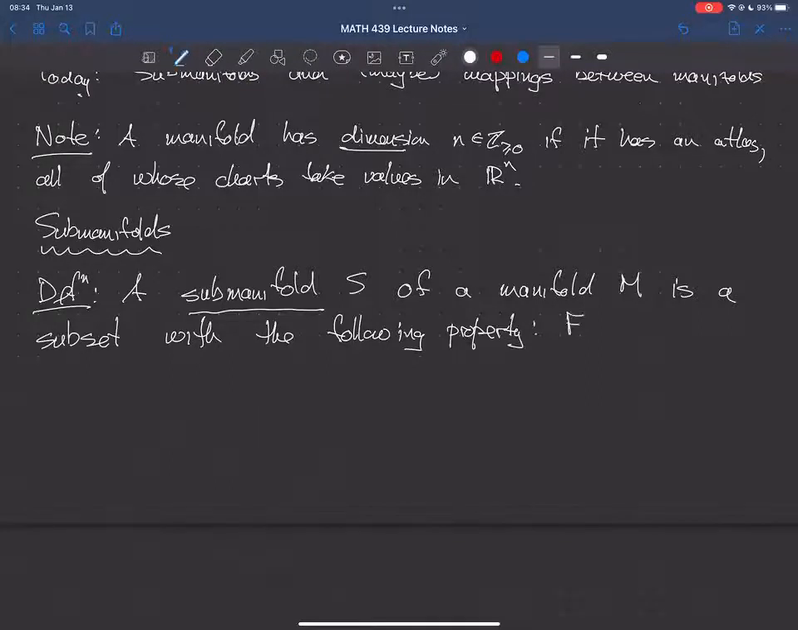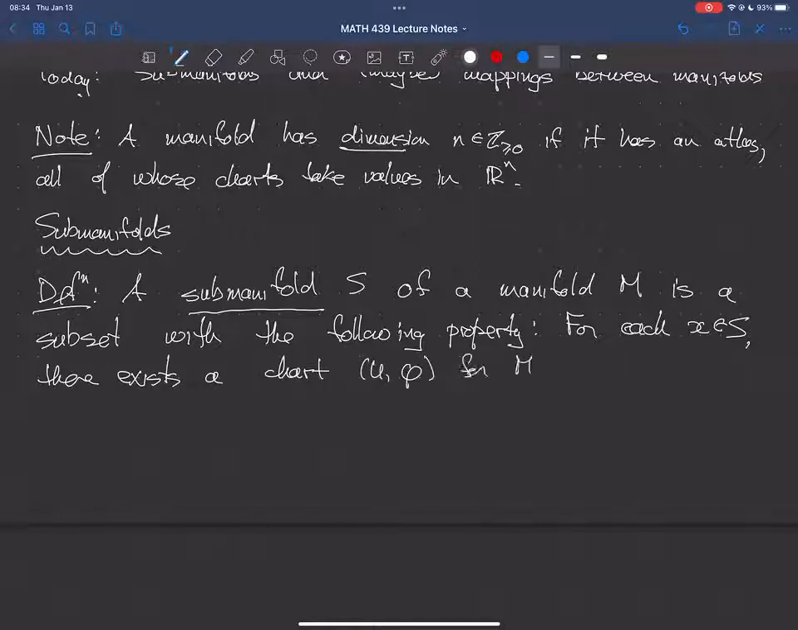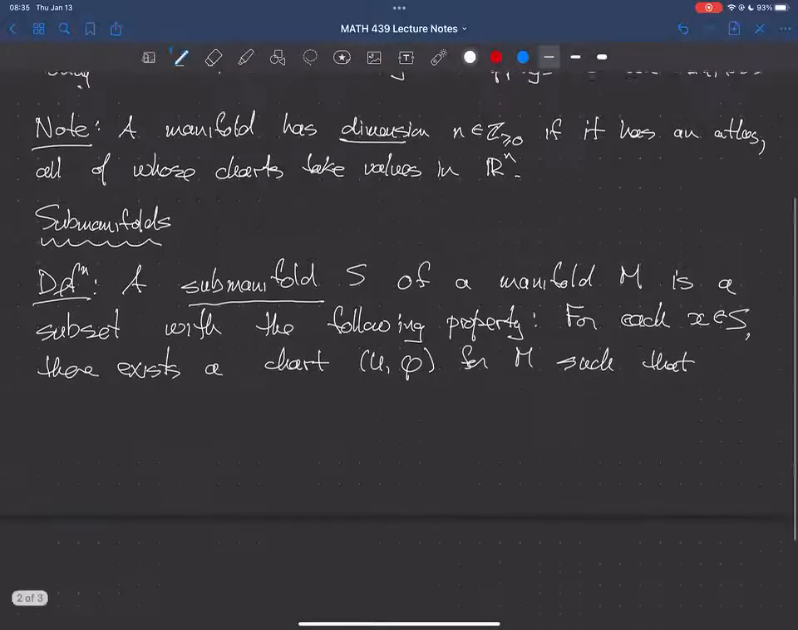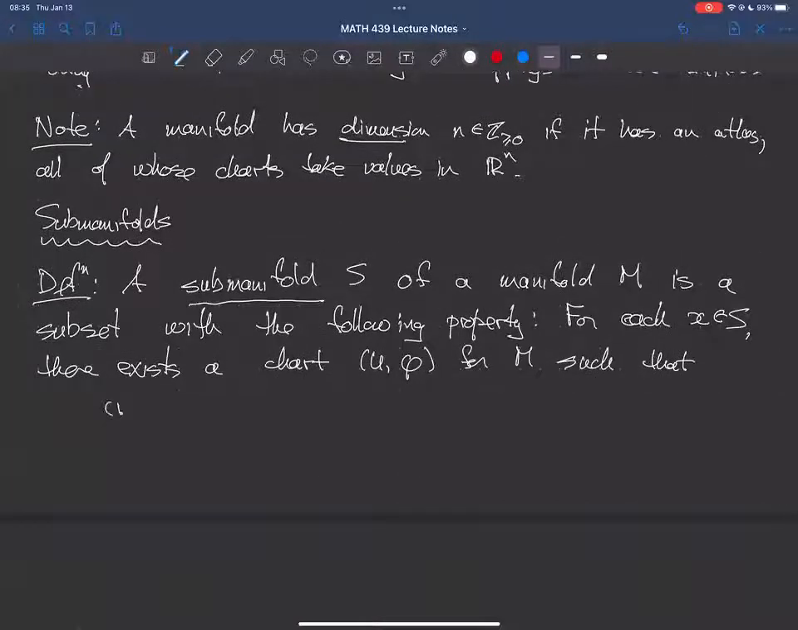for each x in S, there exists a chart (U, phi) for M. That means it's one of the charts which is compatible with your atlas, such that two properties hold.